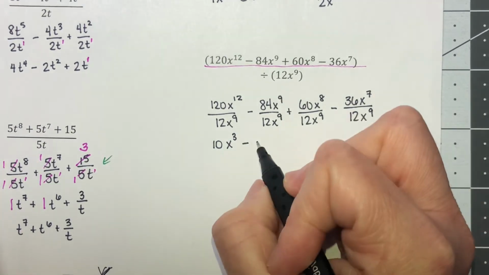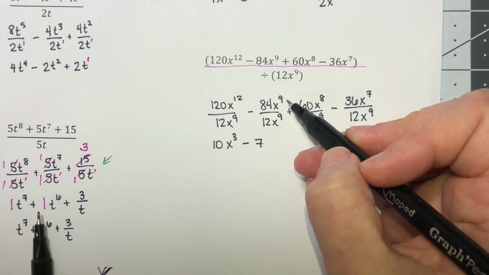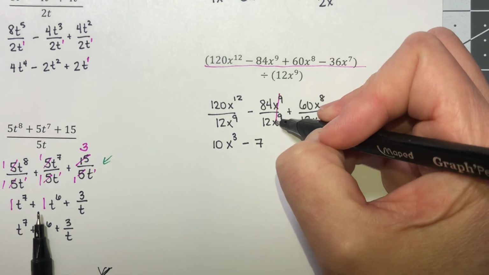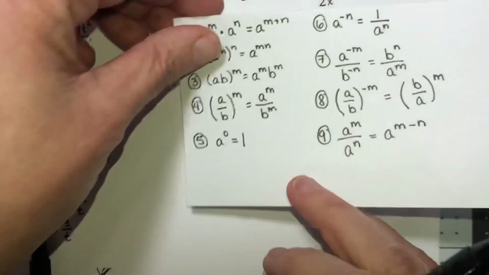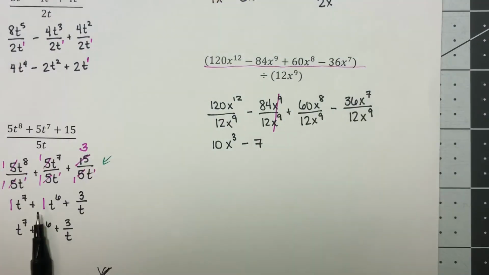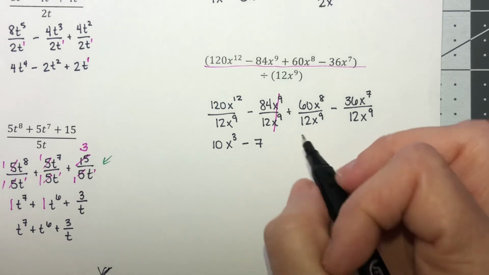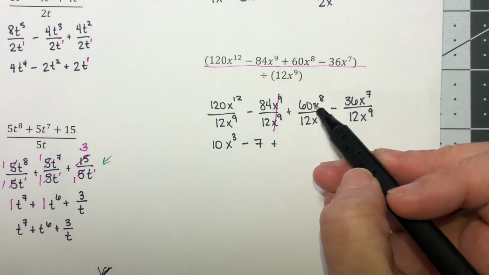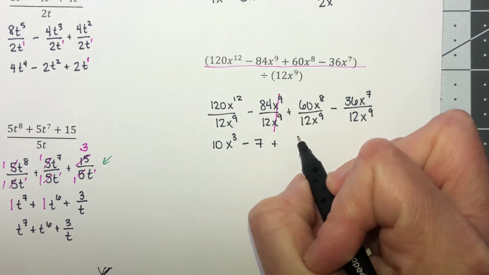84 divided by 12 is 7. Okay. x to the 9th over x to the 9th, that's the same thing. It cancels out. It's a 1. You can think of this as 9 minus 9 is 0, and then you would have x to the 0 power, but anything to the 0 power is 1. Okay. So this is just 7. No x's left. Plus 60 divided by 12, that is 5.